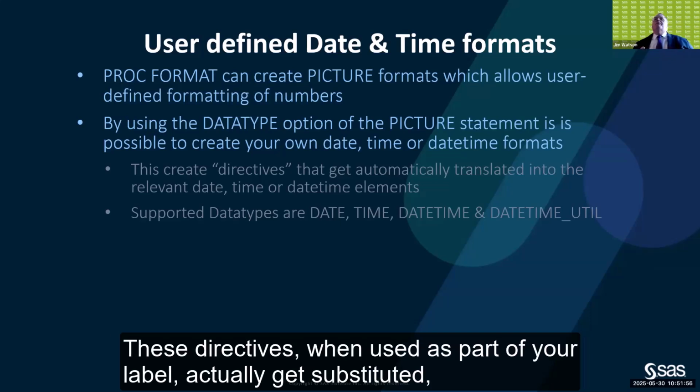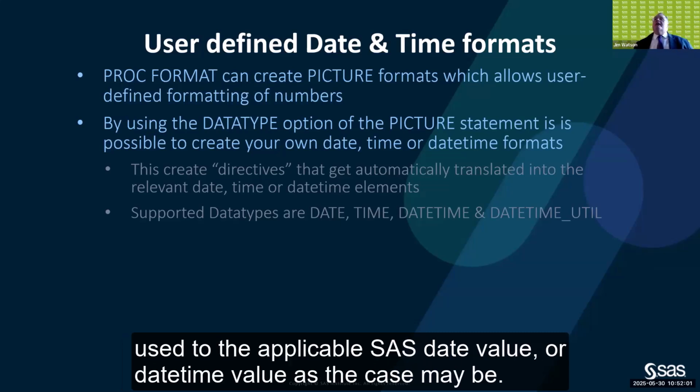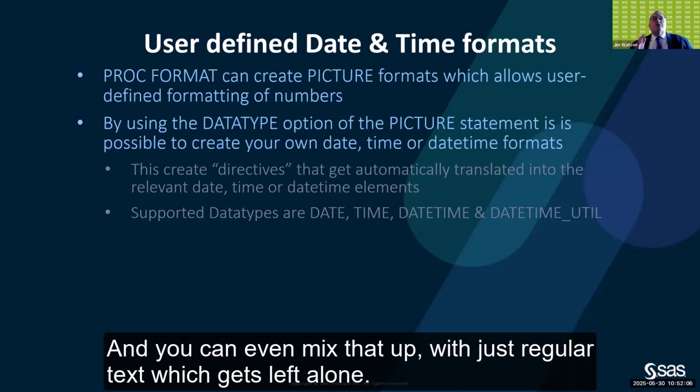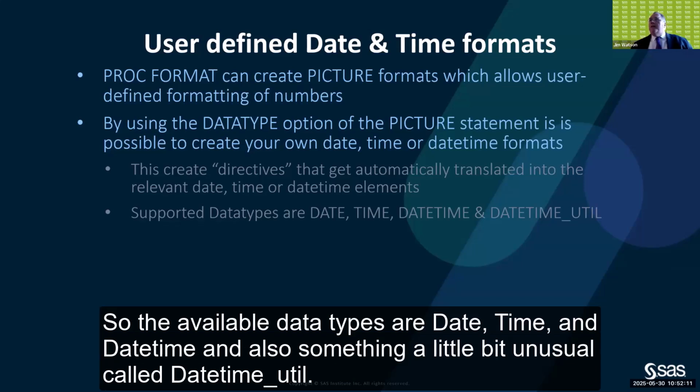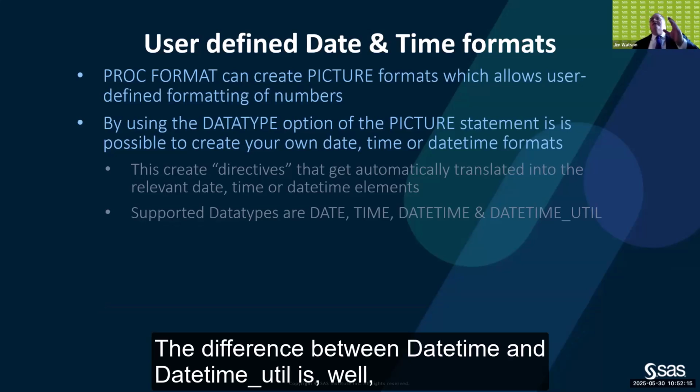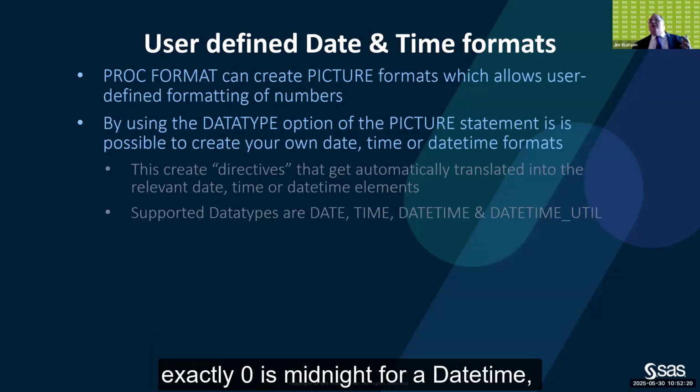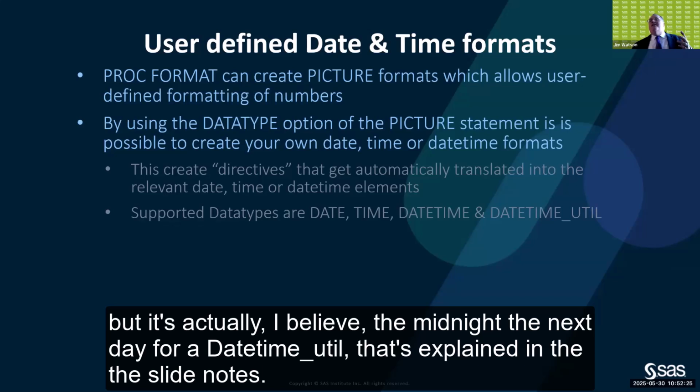These directives, when used as part of your label, actually get substituted with the applicable SAS date value or datetime value, as the case may be. And you can even mix that up with just regular text, which gets left alone. So the available data types are date, time, and datetime, and also something a little bit unusual called datetime_util. The difference between datetime and datetime_util is, exactly 0 is midnight for a datetime, but it's actually, I believe, midnight the next day for a datetime_util. That's explained in the slide notes.